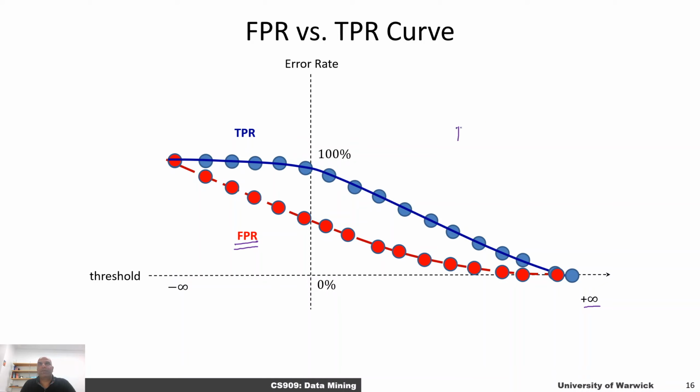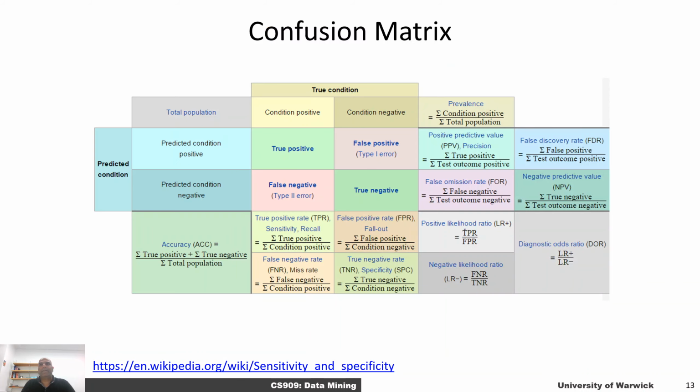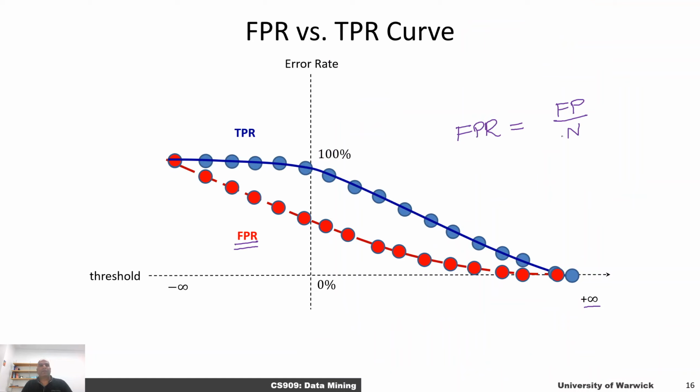So the false positive rate of a classifier at a given value of threshold is the number of false positives it generates divided by the total number of negative examples. Okay, so if you go back to this matrix that we have over here, we can see the definition of false positive rate is the number of false positives divided by the total number of negatives that are given to us in the test set. Okay, so this is the definition of the false positive rate.